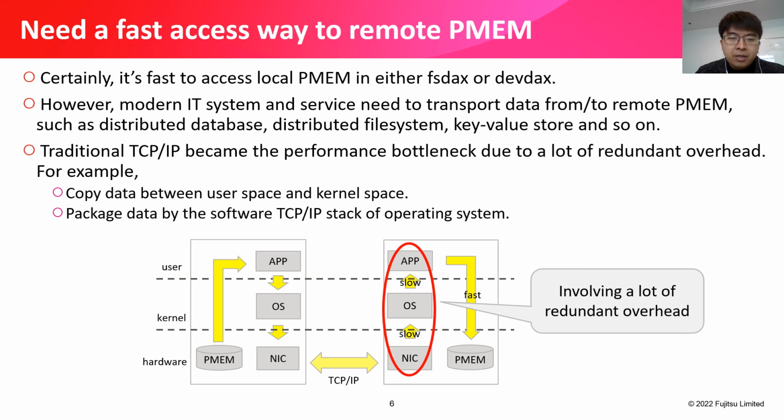Traditional TCP/IP became the performance bottleneck due to a lot of redundant overhead. Look at this figure. For example, copying data between user space and kernel space, and packaging data by the software TCP/IP stack of the operating system. In this case, we need a faster way to access remote PMEM.